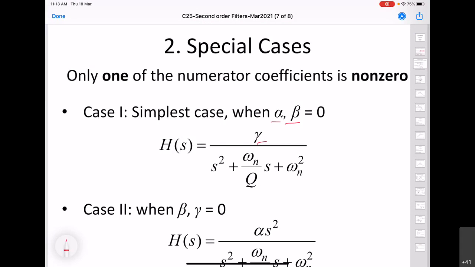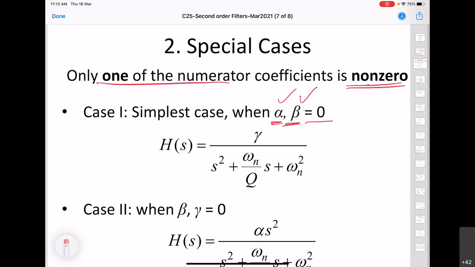So for example, first we will start with the cases where one of the numerator coefficients is non-zero. That means at any given moment, two coefficients will be equal to 0. The simplest transfer function that we can construct is when we take alpha and beta equal to 0, so that there is no frequency dependent term in the numerator, and the numerator is only a constant term gamma.